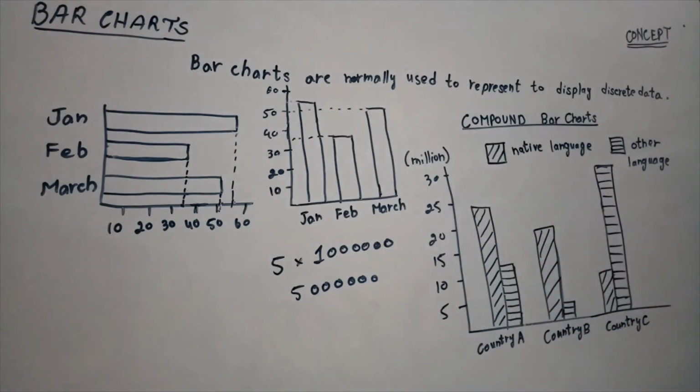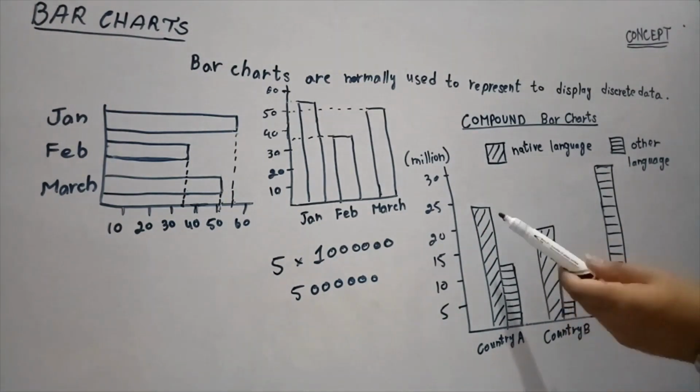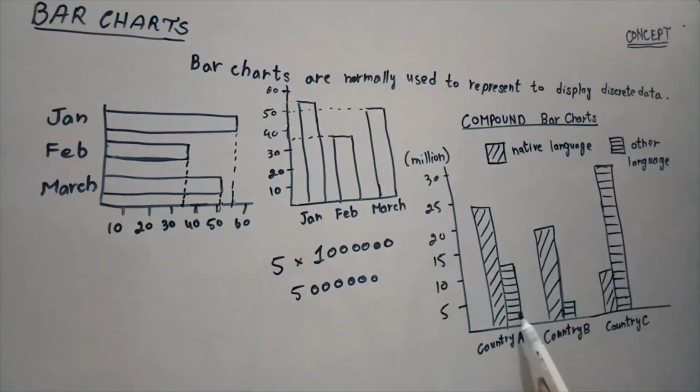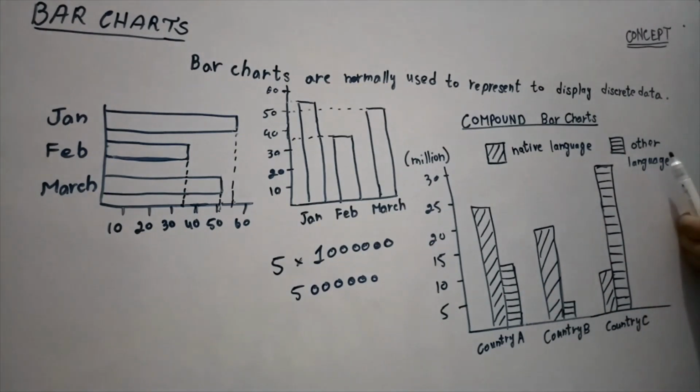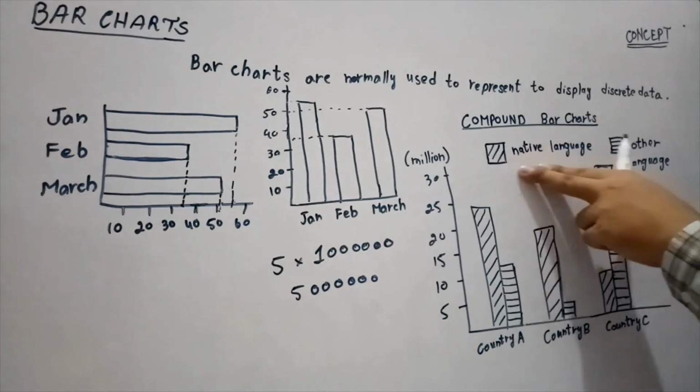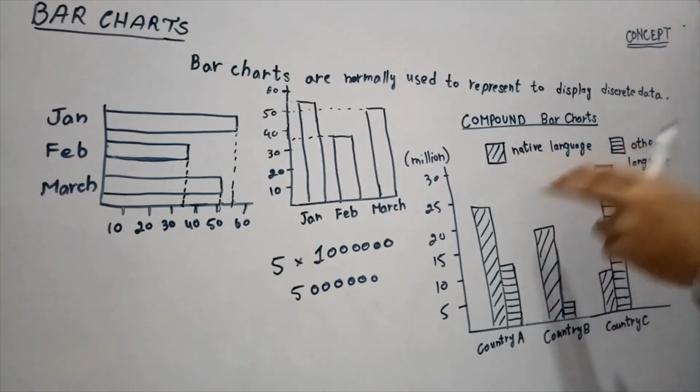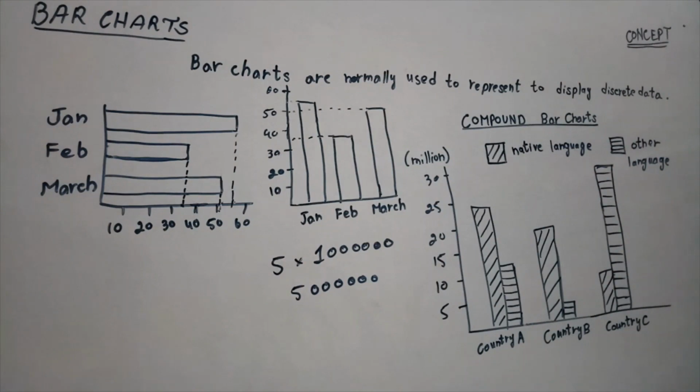Let's first talk about this horizontal lined bar. This horizontal line will show us the people who speak a language other than the native language. And this tilted line shows us the people who speak the native language.